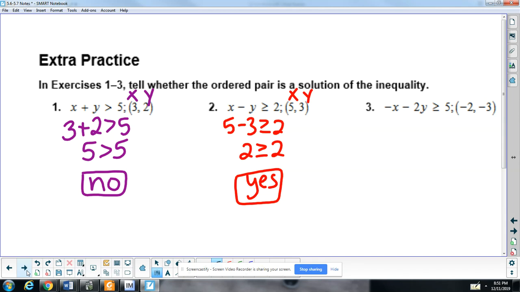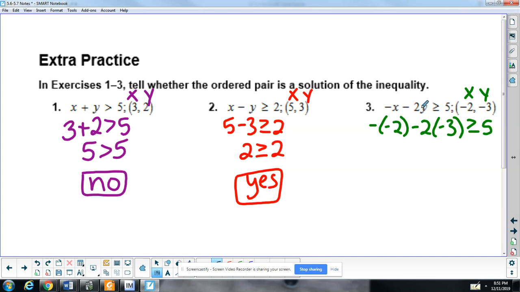Okay, so I'm going to go through it quickly. I'm going to put in my -2 for x and my -3 for the y. This is where we get mixed up. This negative sign in front of the x isn't the same as this negative that's with the -2, so be careful there. So we have a negative times a -2, and then a -2 times a -3.